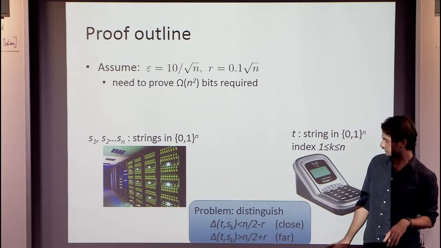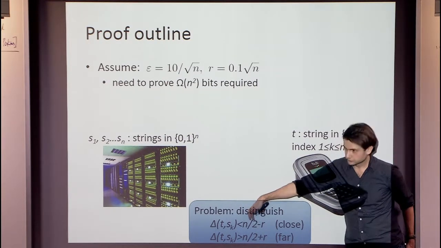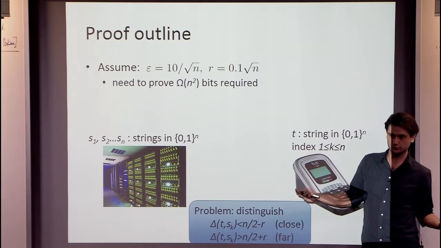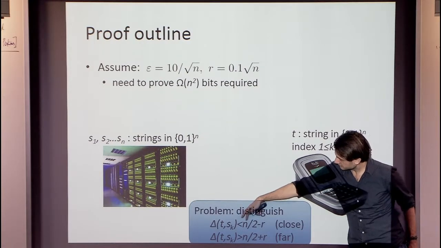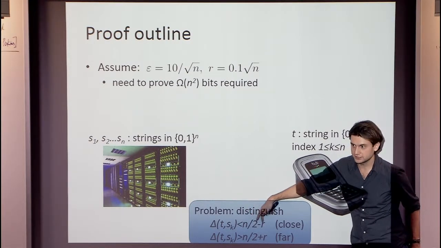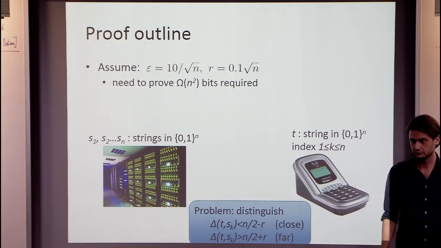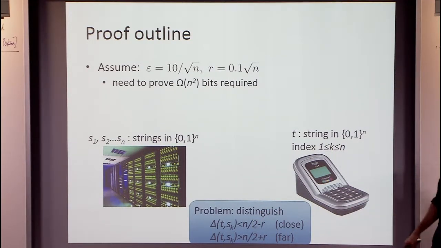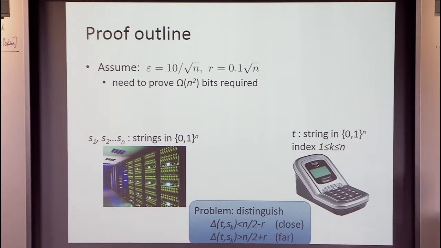Let me use this terminology. Close means that this is less than, so think about the strings as being random, right? So with some constant probability, it is less than n by half minus standard deviation versus n by half plus standard deviation, or order standard deviation. So this is variance, right? The standard deviation is roughly root n.